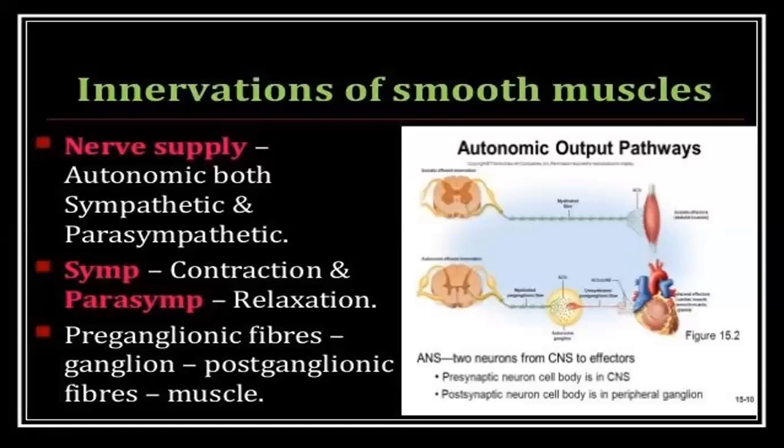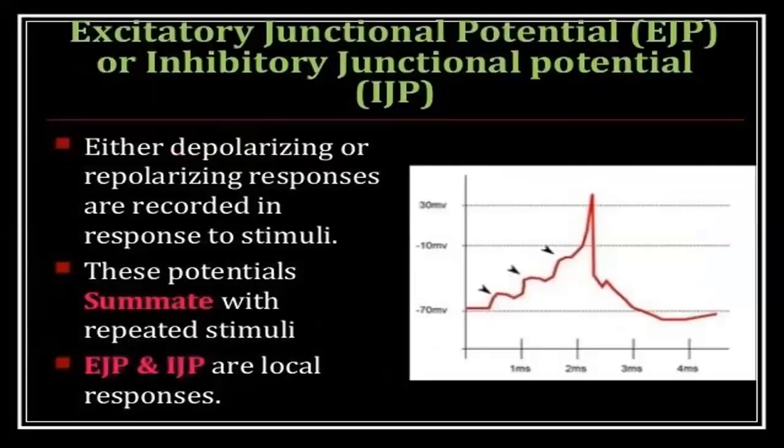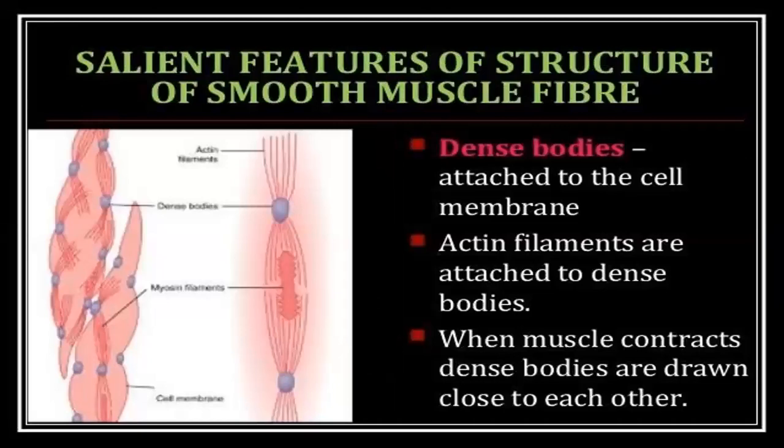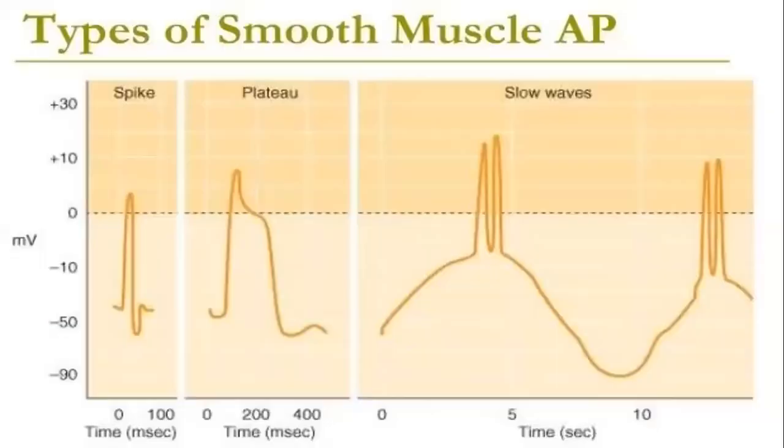So smooth muscles may be innervated by both branches of the autonomic nervous system, that is the sympathetic and the parasympathetic. So there may be production of an excitatory postsynaptic potential or inhibitory postsynaptic potential. Now we will discuss the electrical and mechanical activities of the smooth muscle.